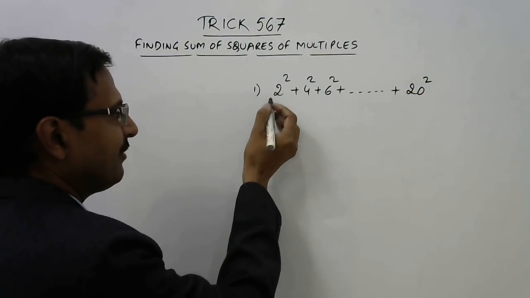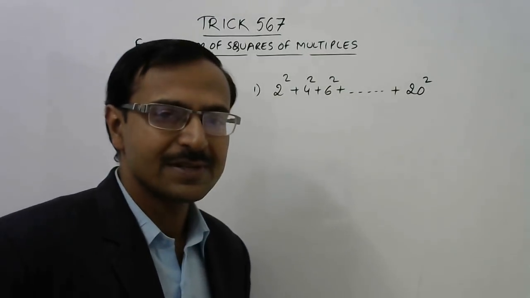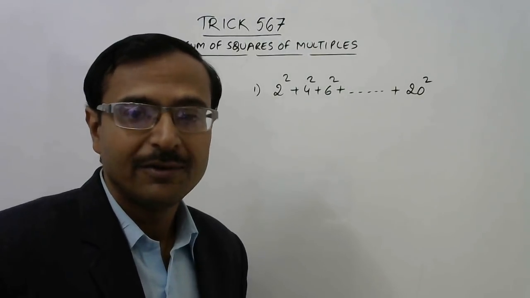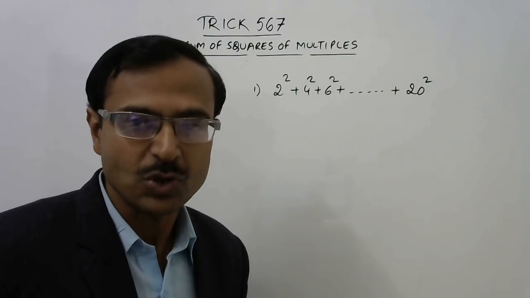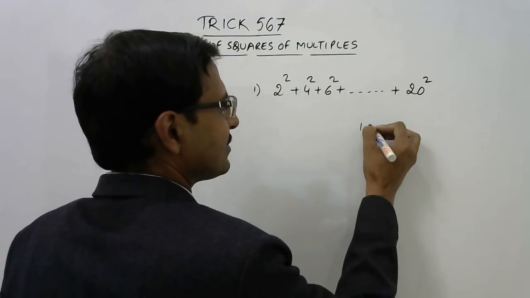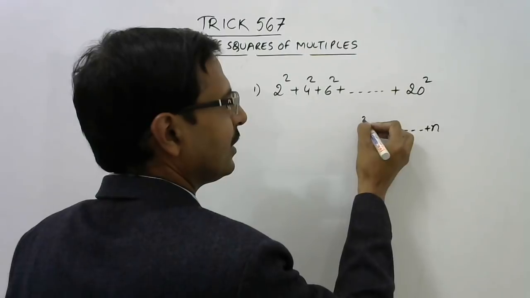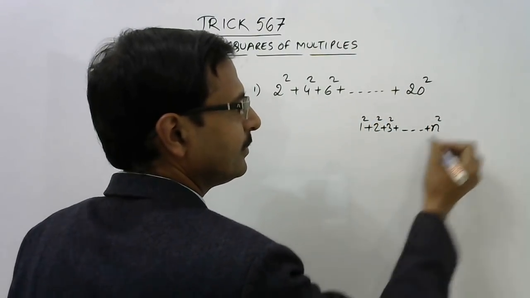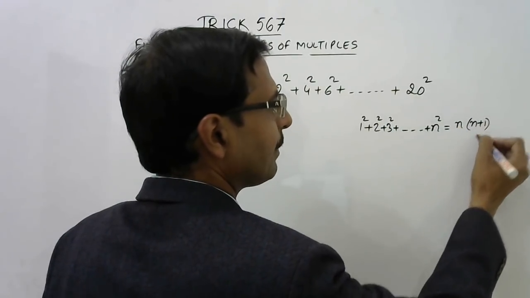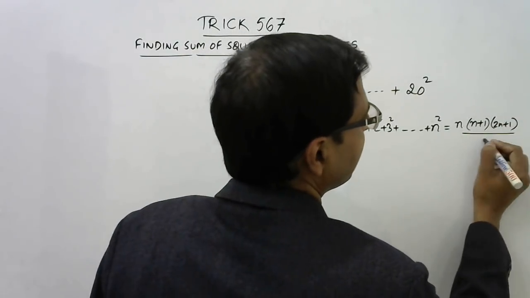Now see, whenever we need to add the squares of the multiples, we don't need to find the squares first of all. We just need to know the formula for finding the sum of squares of first n natural numbers. The sum of squares of first n natural numbers, that is 1 plus 2 plus 3 up to n, taking the square of every term, is obtained by multiplying n with its successor n plus 1 and then another factor 2n plus 1 and dividing it by 6.